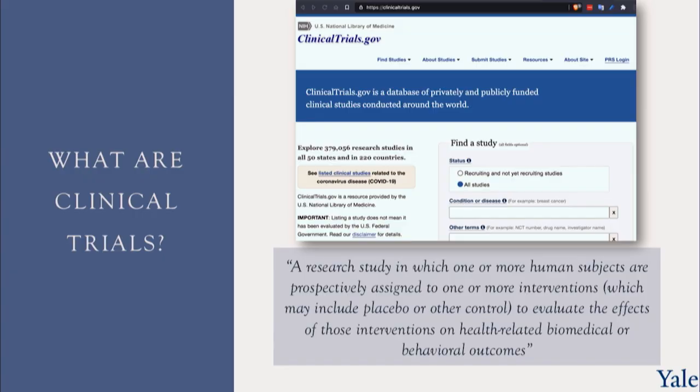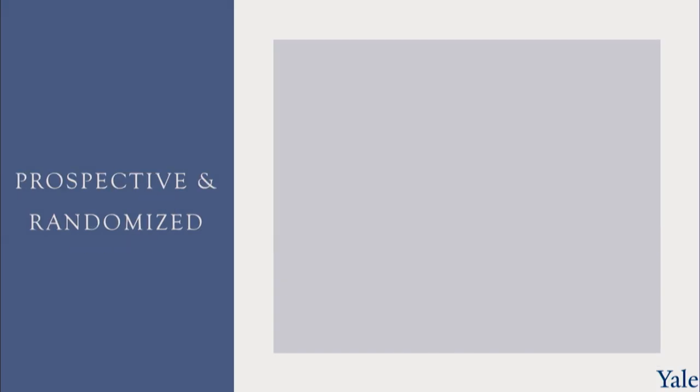So the formal definition of a clinical trial is a research study in which 1 or more human subjects are prospectively assigned to 1 or more interventions, which may include placebo or other control, to evaluate the effects of those interventions on health-related, biomedical, or behavioral outcomes. Okay, so this is the core of it. We're going to walk through a little bit of the terms, and especially these words prospective and randomized in the next slide. So what is prospective and what is randomized?